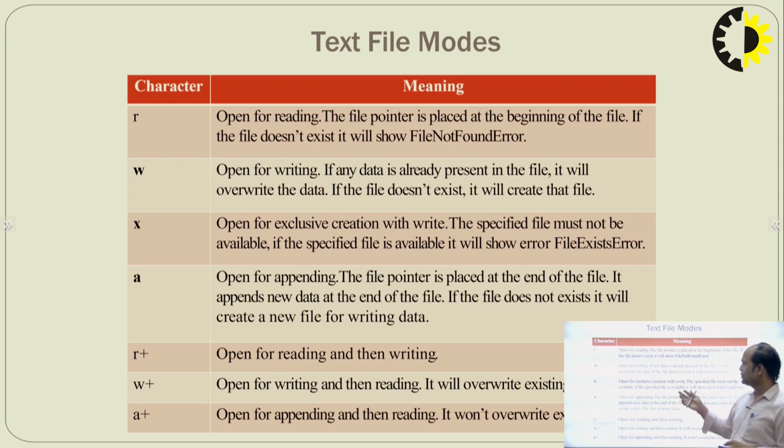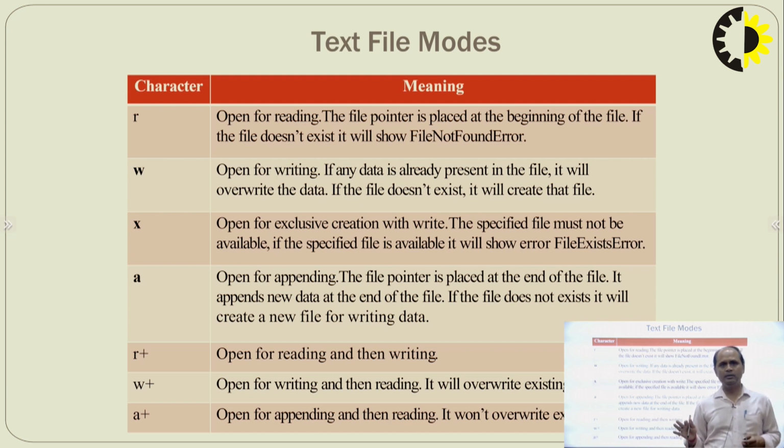So W is the mode for opening for writing. If any data is already present in the file, then it will override the data. If the file does not exist, then it will create the file. It is the flexibility of that particular mode, like W.